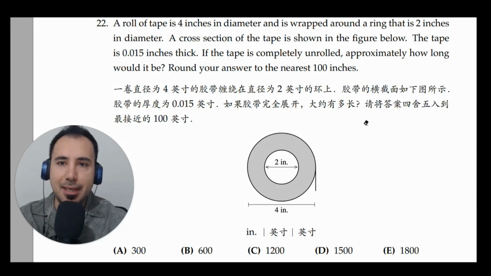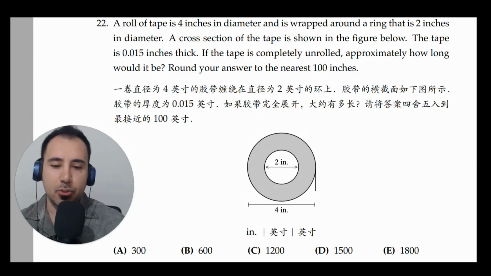A roll of tape is 4 inches in diameter and is wrapped around a ring that is 2 inches in diameter. A cross-section of the tape is shown in the figure below. The tape is this amount inches thick. If the tape is completely unrolled, approximately how long would it be? Round your answer to the nearest 100 inches.